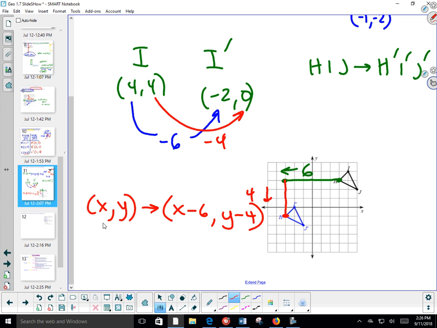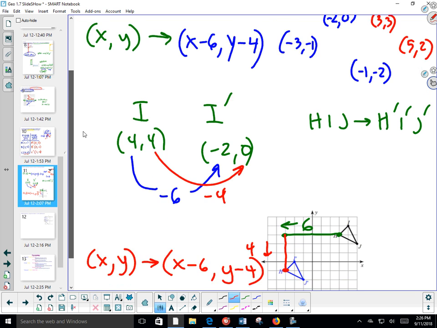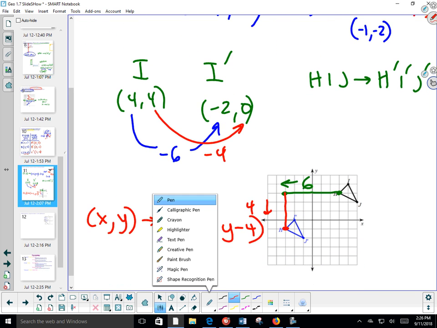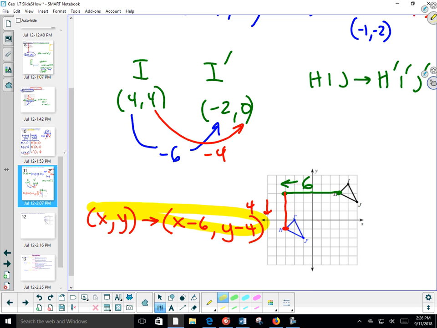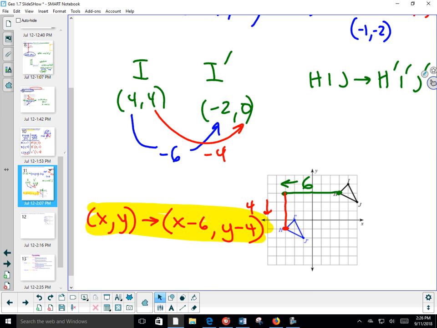Instead of saying the x, y maps to x minus 6 and y minus 4, could you just say it's a translation, like to the left 6 and down 4? You certainly could use those words to describe it, but if they are saying write the mapping, then technically this is the mapping. Does that make sense? So that's what you have to say. But if you had to describe to someone in words what's happening, you're right on. Okay, questions on this?